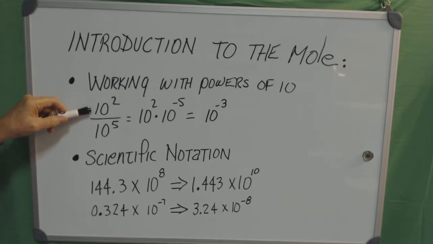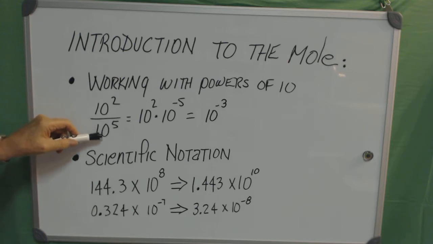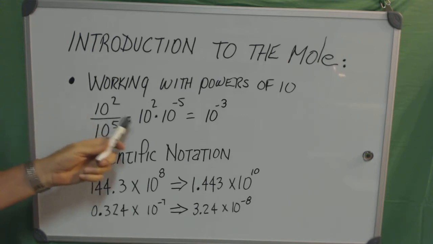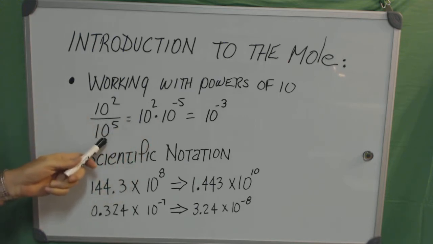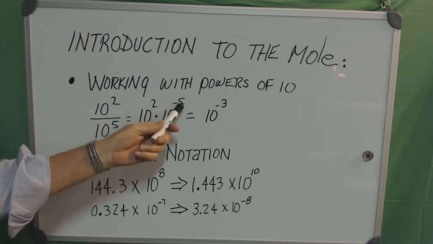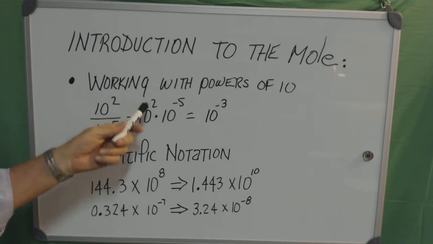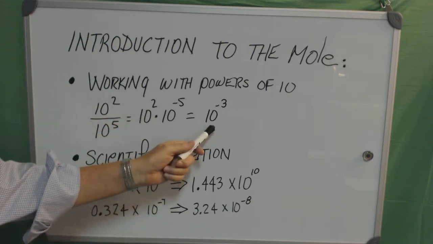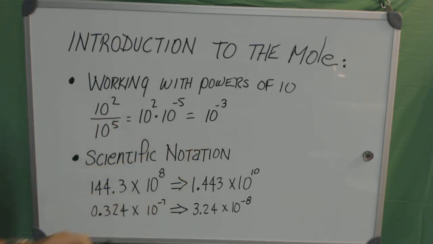And in this example, 10 squared divided by 10 to the fifth is equivalent to 10 squared times, I bring the 10 to the fifth up and change the sign, times 10 to the minus 5, and I add the exponents, and I end up with 10 to the minus 3.